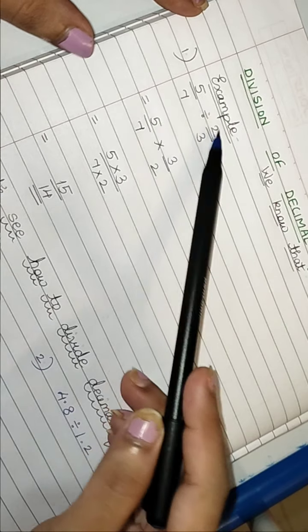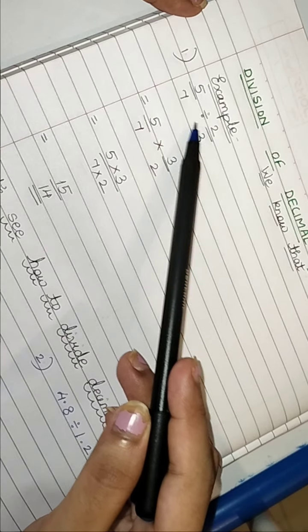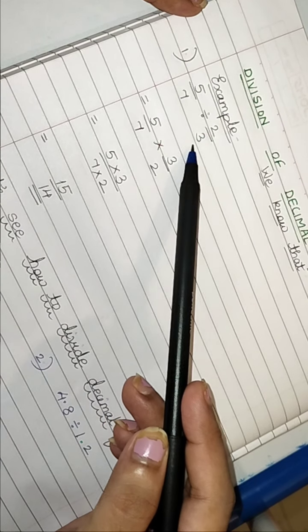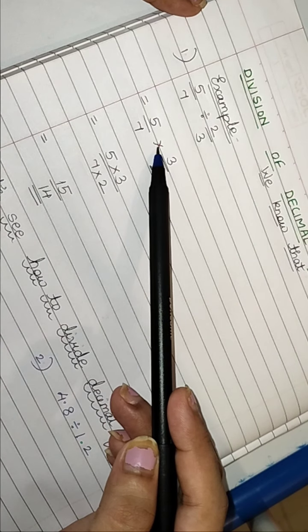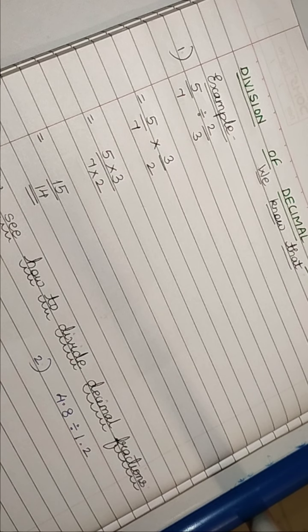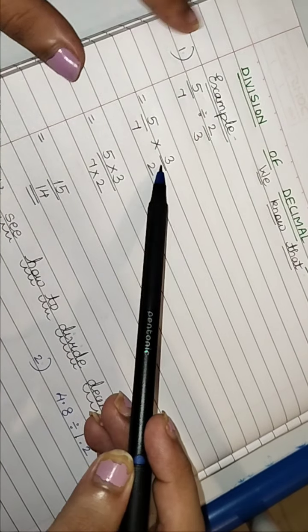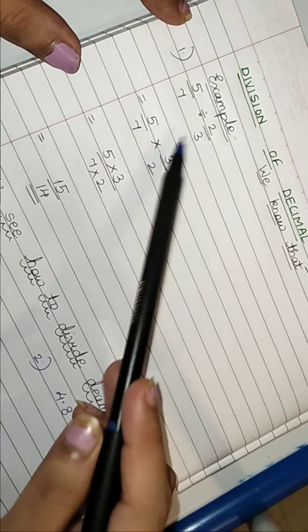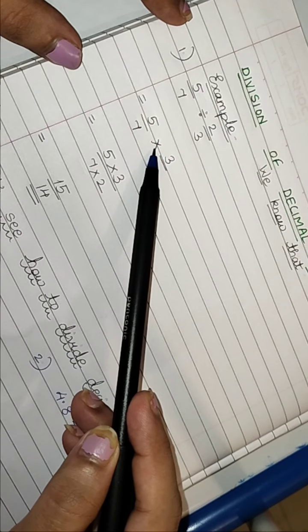Okay, now if such type of fraction is given, we know that 5 upon 7, if divided by 2 upon 3, what do we do, dear students? Here division will turn to multiplication. Now, as per the rule, when we divide a number by a fraction, it's the same as multiplying the number with the reciprocal of the fraction. Okay, so here, in order to make it easier, I converted this division into multiplication.